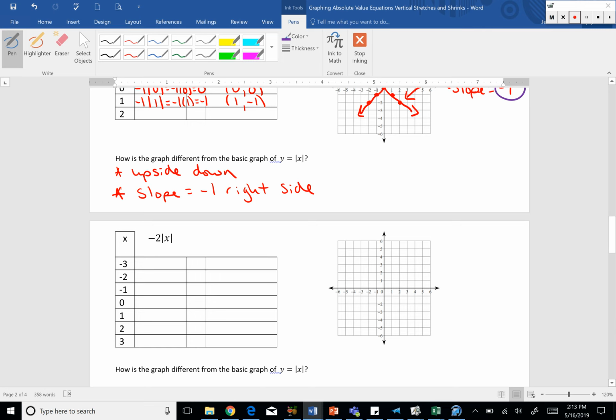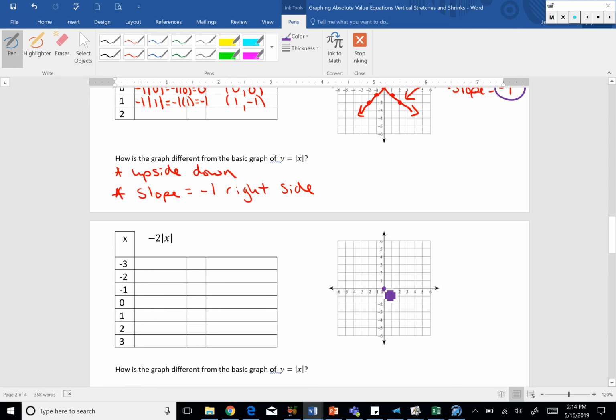Where was our vertex point every time today? 0, 0. That vertex point, that's that middle point. That's the pointy part of the V, if you will, or where the V changes directions. So 0, 0. That's where our vertex has been for every graph so far. Our graph hasn't moved today. It hasn't moved left, right, up, or down. So that middle point's been right at 0, 0.